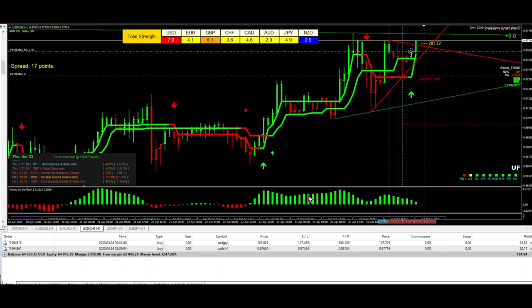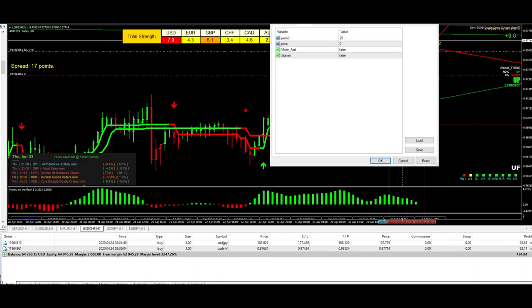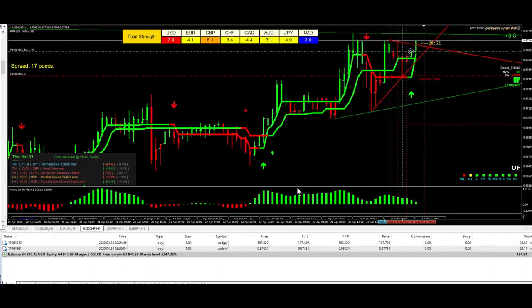And right now, this is on a 1 hour chart, so this will be a 25. I believe it's a 25. Yep, 25. And what that does is keep you in the best trades, the buy trades. And that's what we called out earlier.